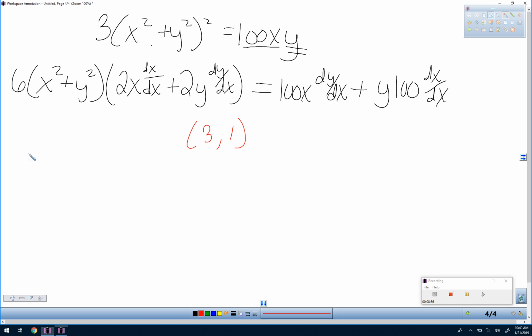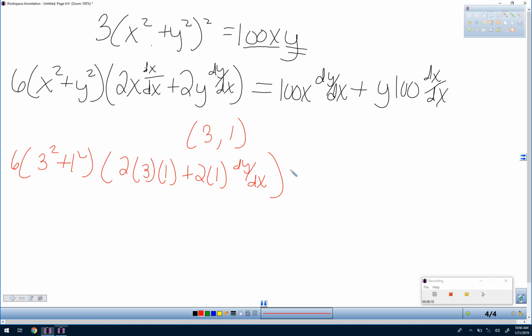I would just go ahead and plug in those numbers. So I'd have 3 squared plus 1 squared, times 2 times 3, and you know that dx/dx is just 1 anyway, plus 2 times 1 times dy/dx, which is what we're trying to find. That's my slope, equals 100 times 3, again dy/dx is what you're trying to find, plus 1 times 100, and you know that dx/dx is just 1. But doing arithmetic, I'd get 3 squared is 9, plus 1 is 10.